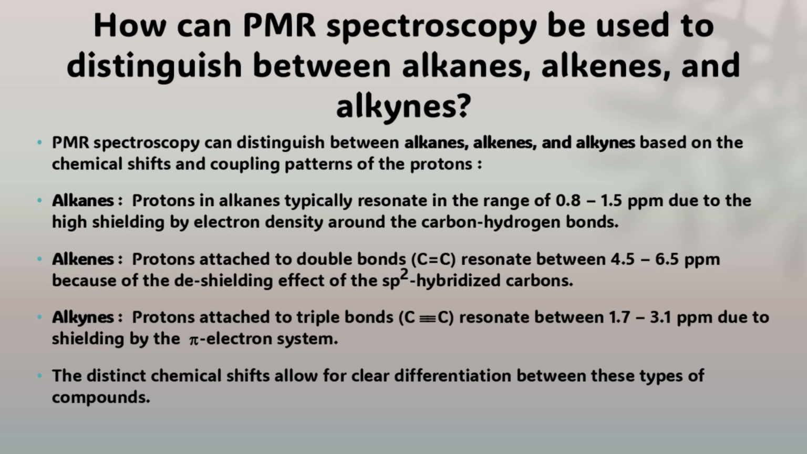Alkenes: protons attached to double bonds, C double bond C, resonate between 4.5 and 6.5 ppm because of the deshielding effect of the sp2 hybridized carbons. Alkynes: protons attached to triple bonds, C triple bond C, resonate between 1.7 and 3.1 ppm due to shielding by the p-electron system. The distinct chemical shifts allow for clear differentiation between these types of compounds.